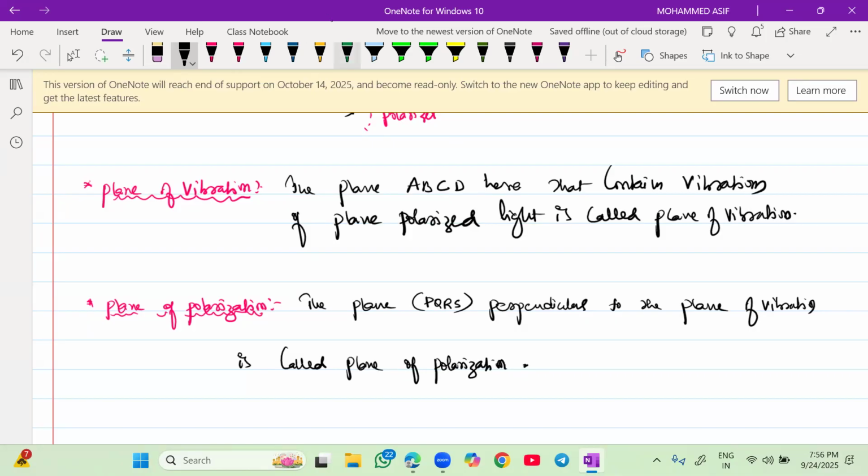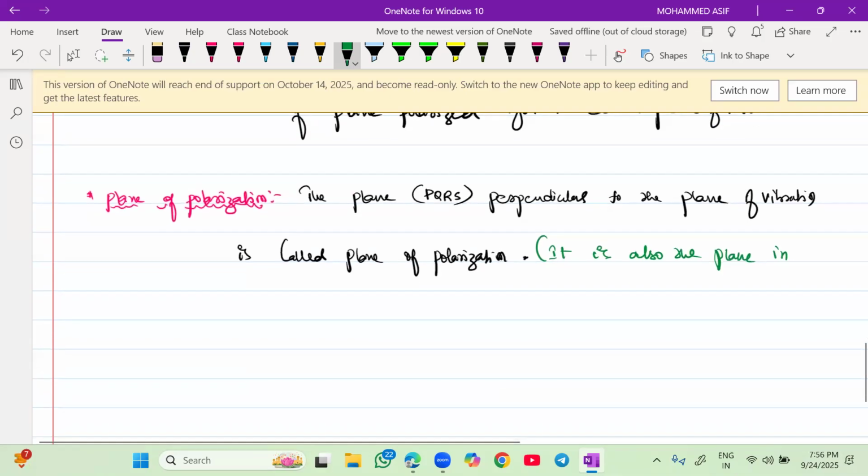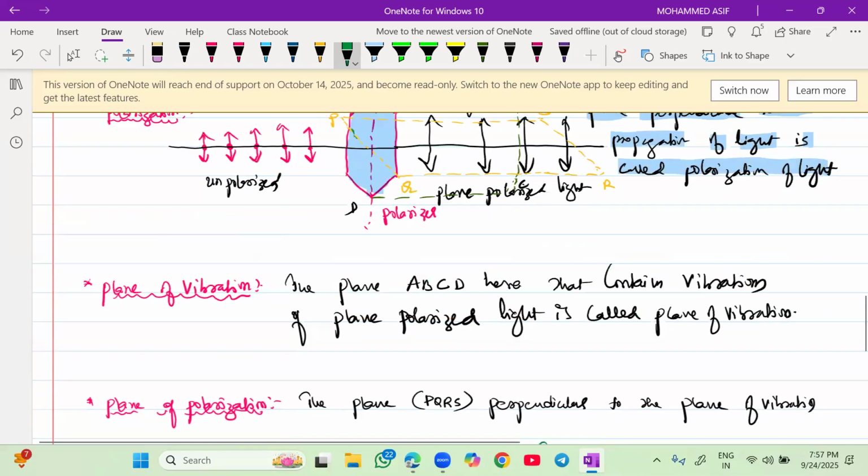I can even say with one word, to be remembered for competitive examinations better. It is also the plane in which there are no vibrations. The plane in which there is no vibration is called plane of polarization. Am I clear with these two planes better?